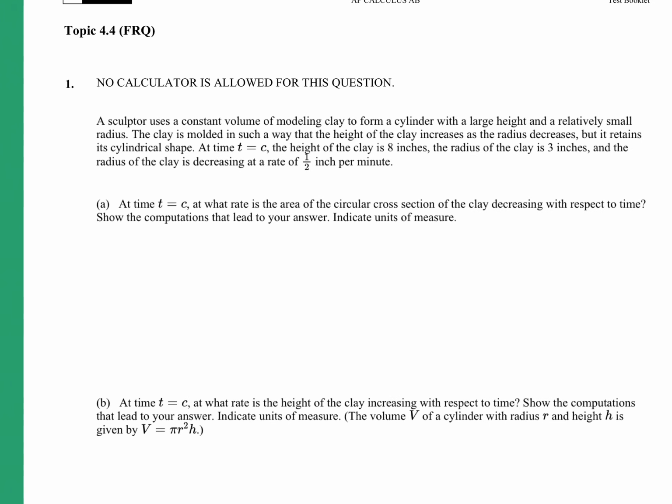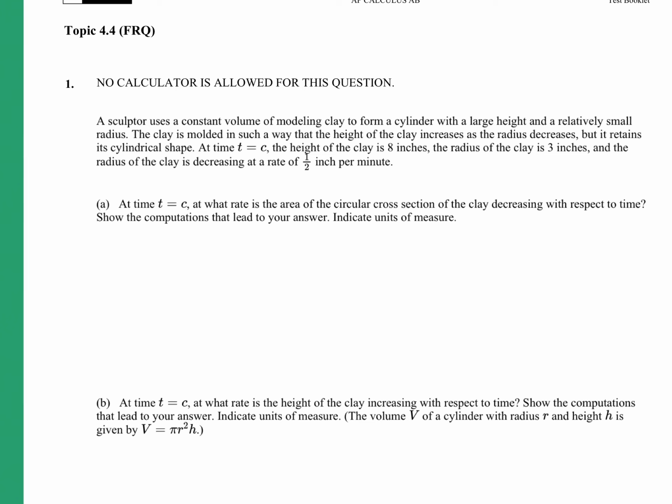Okay, so here we'll just read it and then I'll go back into the paragraph and highlight certain things that you need to pick out of this. Okay, so they say a sculptor uses a constant volume of modeling clay to form a cylinder with a large height and a relatively small radius, like a really thin, cylindrical bar. Clay is molded in such a way that the height of the clay increases as the radius decreases, but it retains its cylindrical shape.